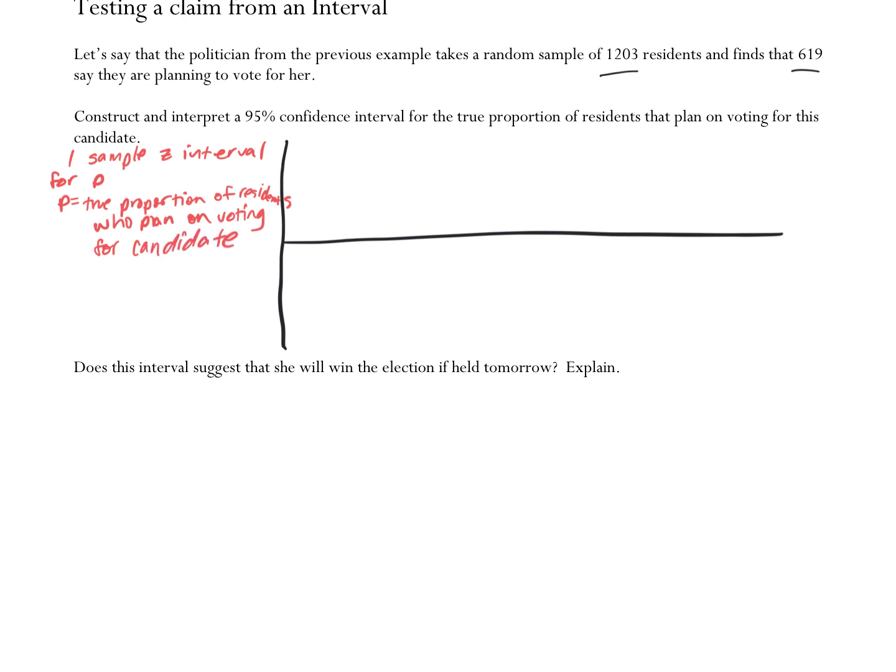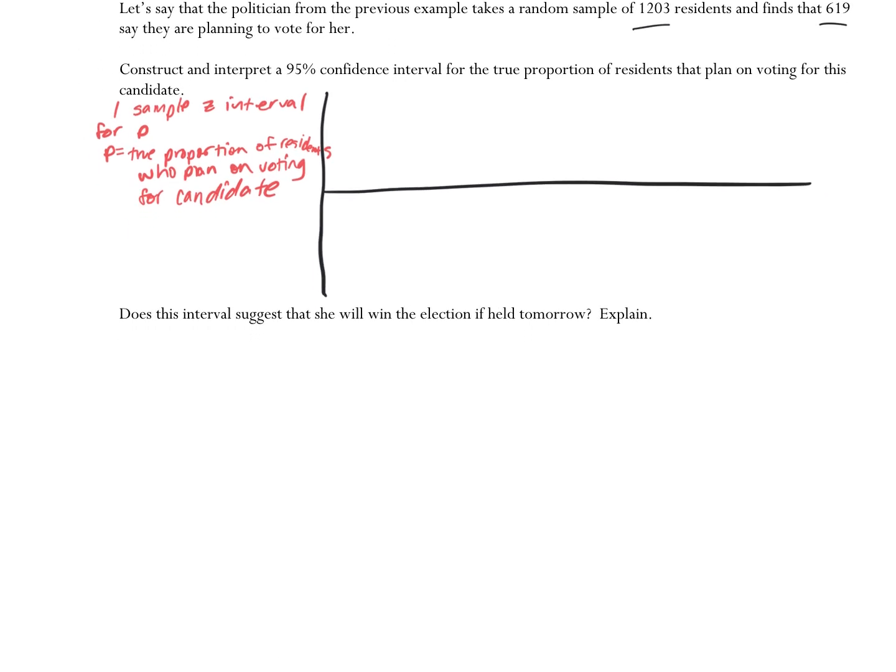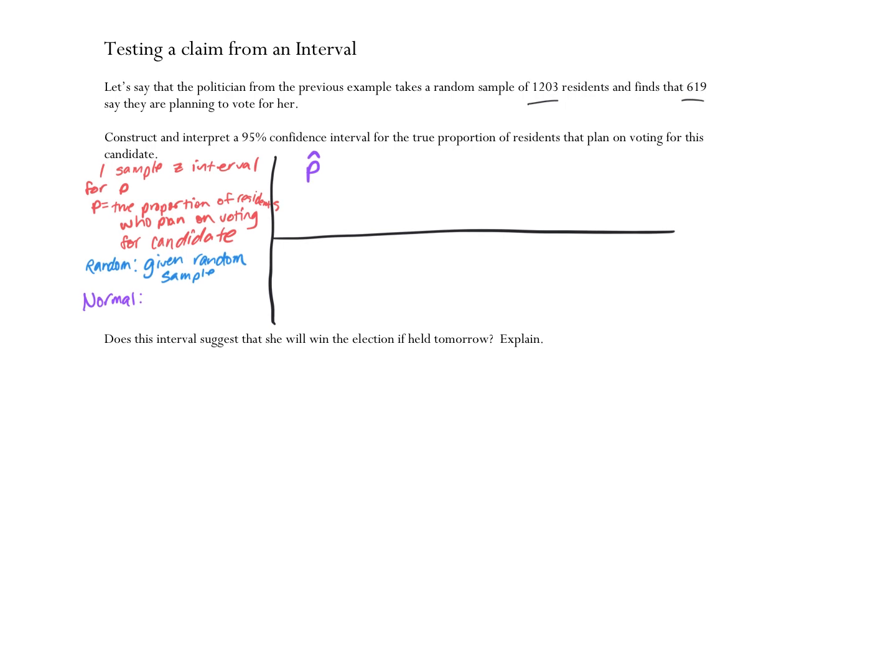Okay. And we're going to go ahead and check our conditions again. We have random, and I believe we were given that this is a random sample. Normal. Let's go ahead and calculate our P hat. We get 619 over 1203.